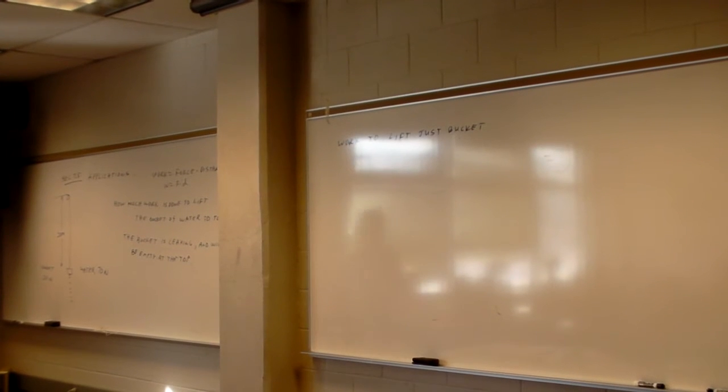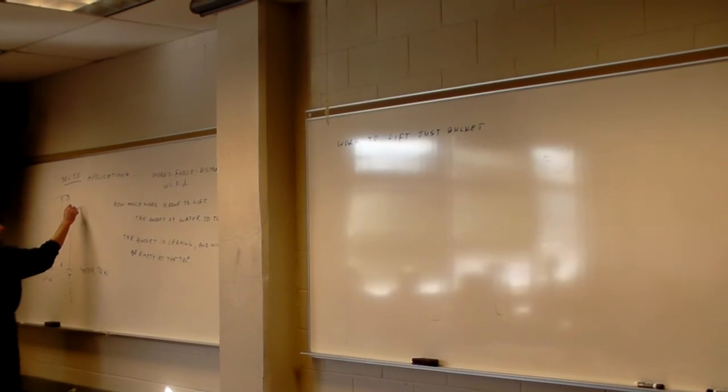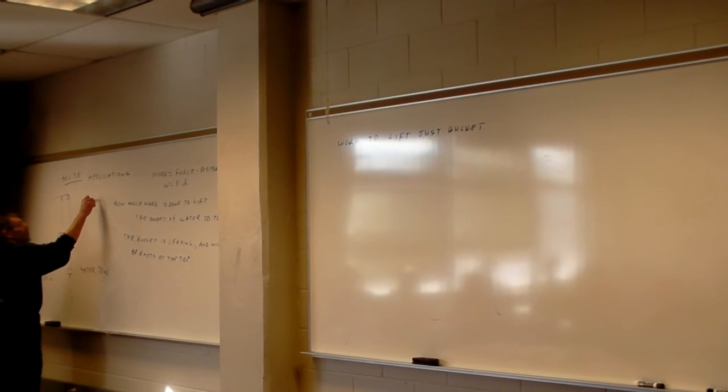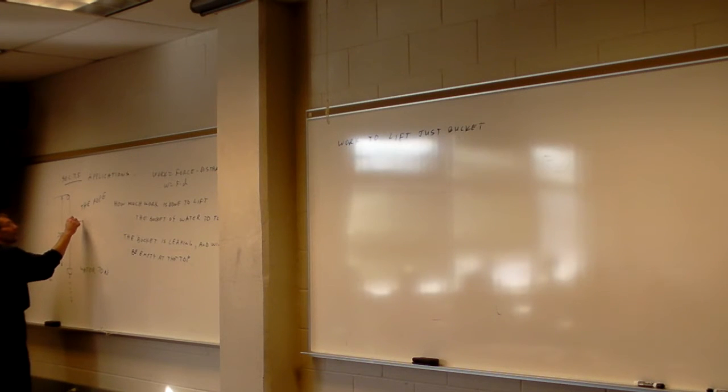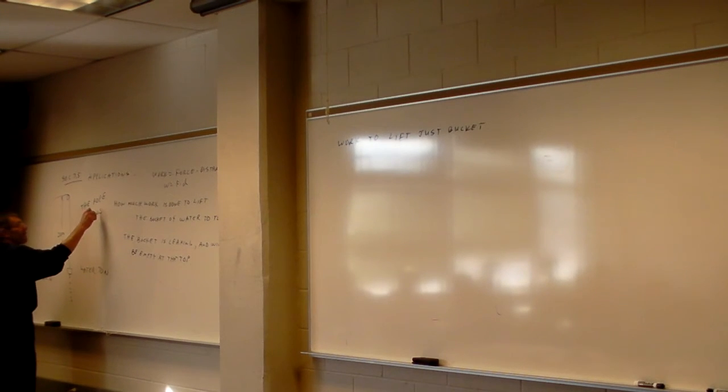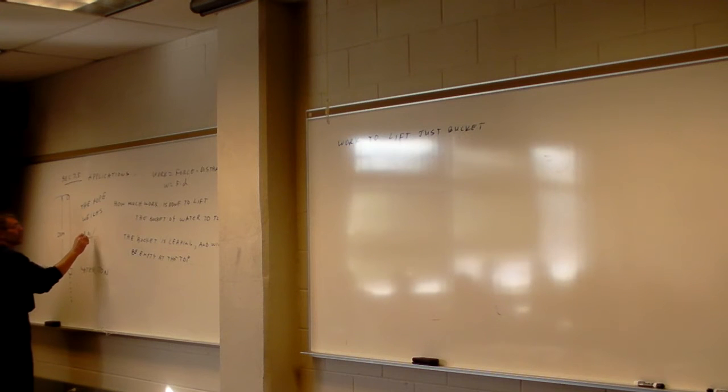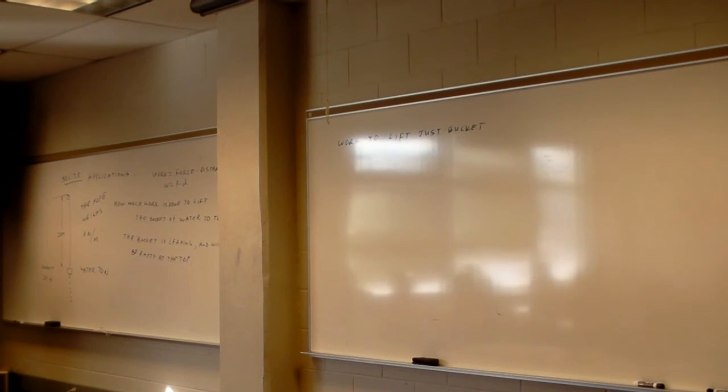Oh, wait a minute, I forgot something else. It's also 0.4 newtons per meter. So every meter, it takes 0.4 newtons of force to lift it. So it's a heavy rope, and the bucket is leaking.